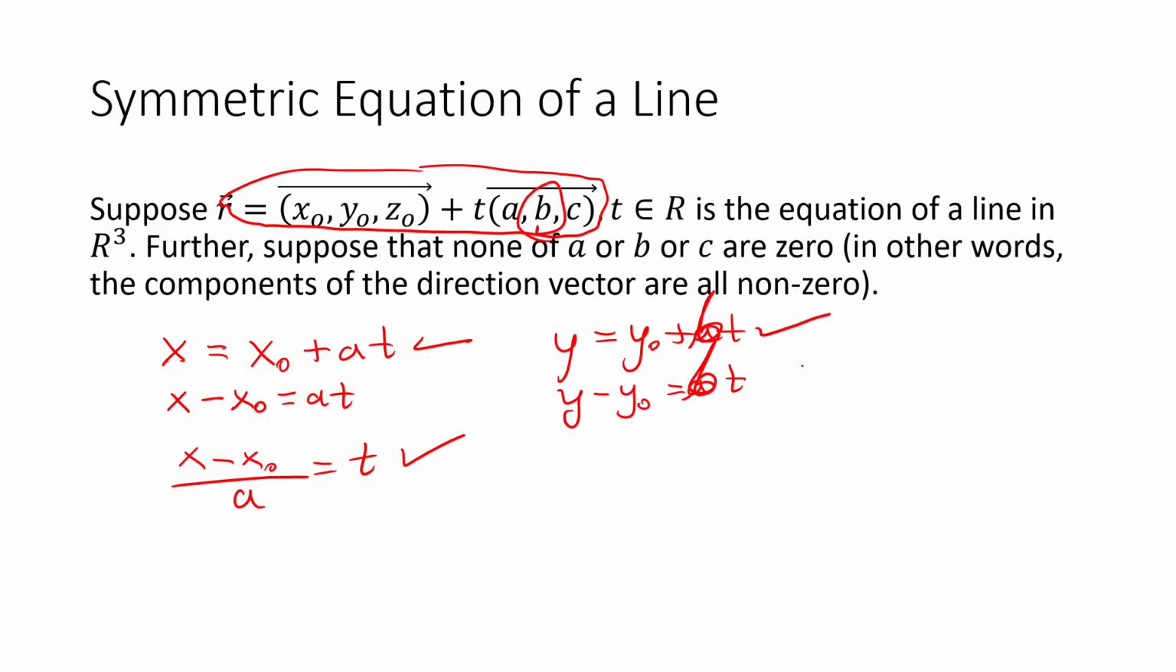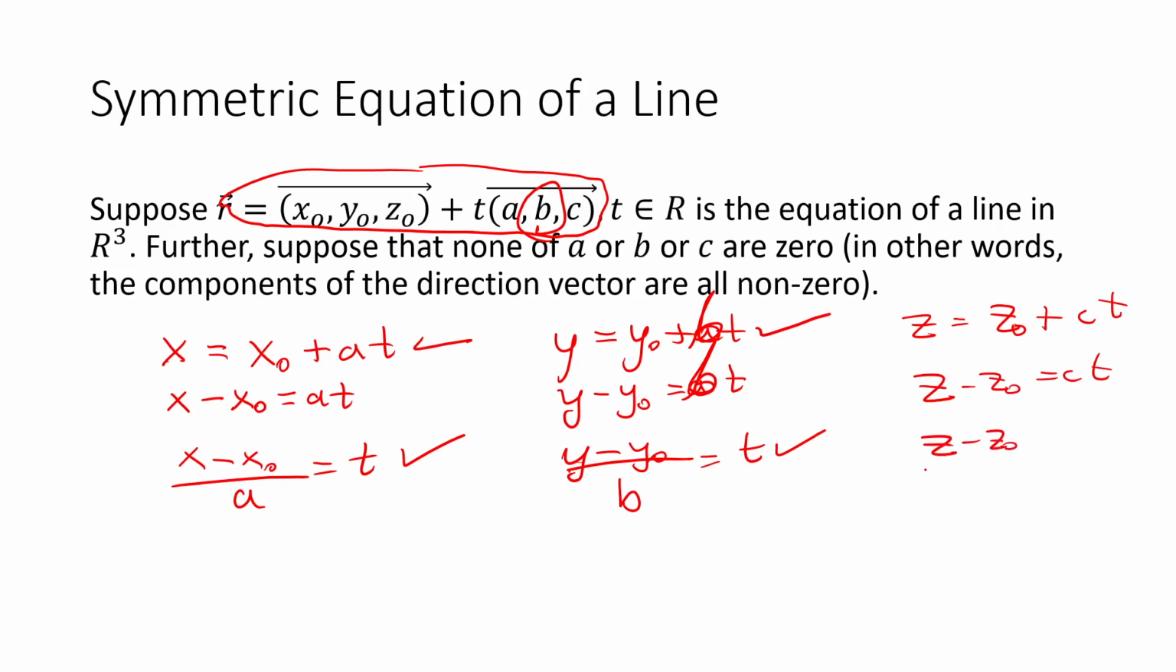So we would write that down. We would subtract y naught from both sides, and then we would divide both sides by b. We'd get y minus y naught over b is equal to t. And then finally, following the same procedure for z, z equals z naught plus c times t. Solving for t, we'd say z minus z naught equals ct, and z minus z naught over c is equal to t. Now, what has happened is we've gotten the same t isolated in all 3 equations.